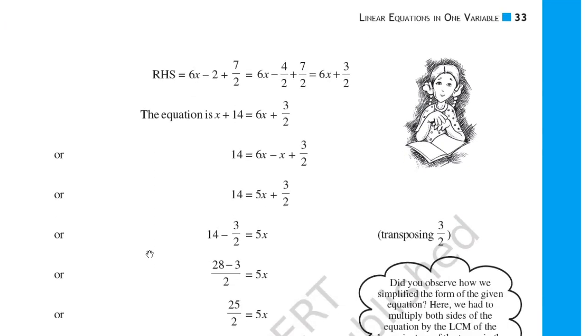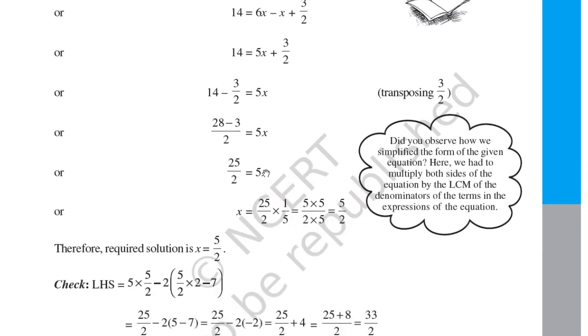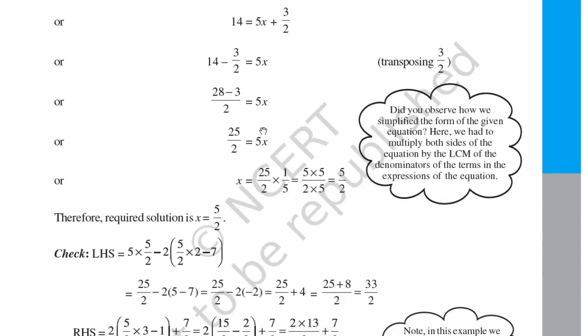So we simply transpose x here to the RHS. So 14 = 6x - x + 3/2. So it will become 5x. So 14 = 5x + 3/2. We are transposing 3/2 to the LHS. So we get 14 - 3/2 = 5x. So on solving, we get 25/2 = 5x. So when we simply solve it, 5 will come here, so it will cancel out and we will get 5/2. So therefore the required value of x we have found is 5/2.